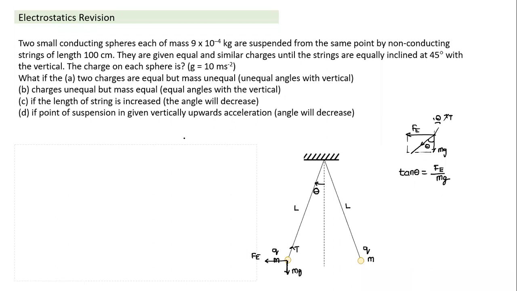What is the important thing to understand here? Let's understand variation. What happens if one charge is q and the other charge is 2q? Will the angles theta 1 and theta 2 be equal or unequal? Let's think of it. Both masses are the same, only the charges are not the same. So will this angle theta be equal or unequal?